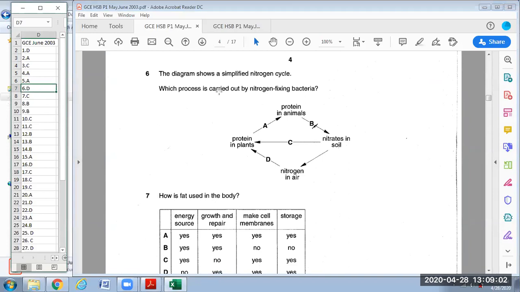6. The diagram shows a simplified nitrogen cycle. Which process is carried out by nitrogen fixing bacteria? So nitrogen fixing bacteria take nitrogen gas in the air and convert it into nitrate, which plants will now use to make protein. All the other options, if you look at them, are not showing that process. The arrow has to face nitrogen as a gas and convert it into another form, which would have been nitrate in this case here. So 6 is D.